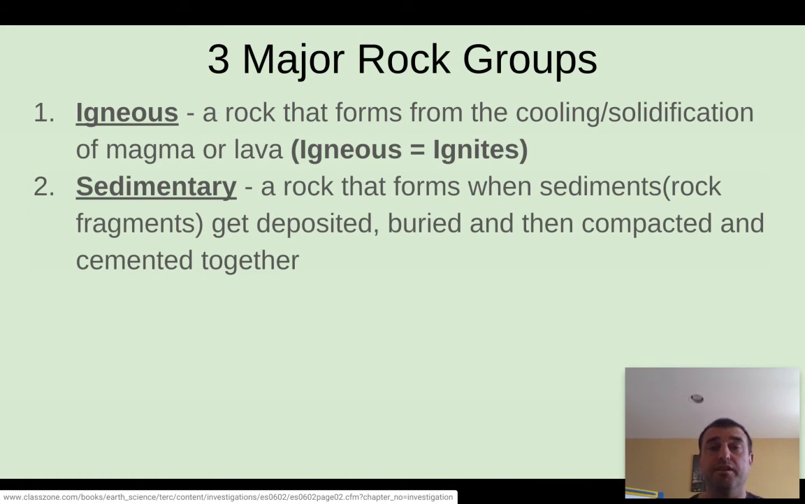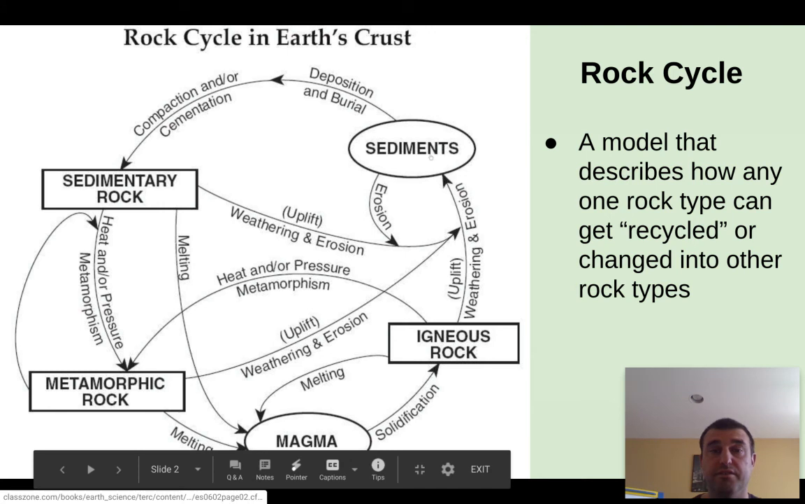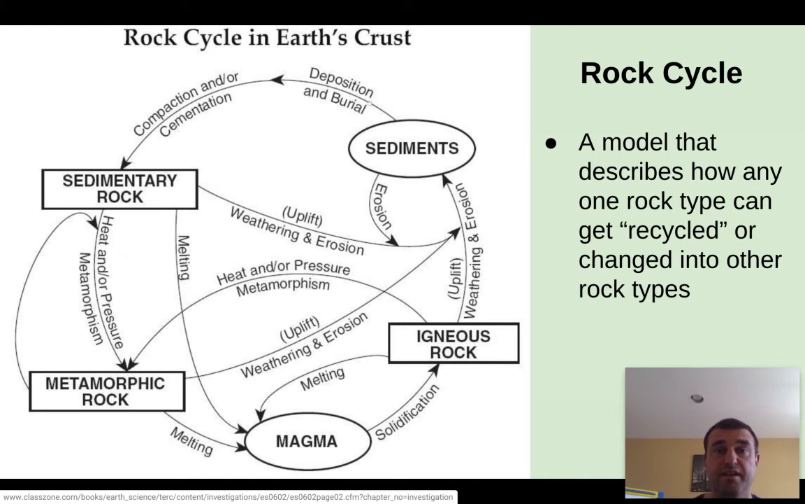Sedimentary is a rock that forms when sediments, which are pieces of rock or rock fragments, get deposited, buried, and then compacted and cemented together. Now that's a lot of steps, but they're right here. So sediments, look, follow the arrow, leaving sediments. Sediments get deposited, buried, compacted, and cemented together. So they're telling you right here, if you just read the arrows prior to the rock, it gives you the definition of that rock.